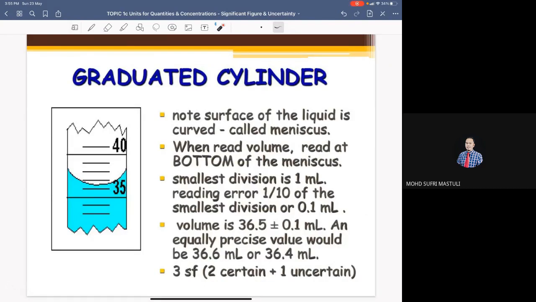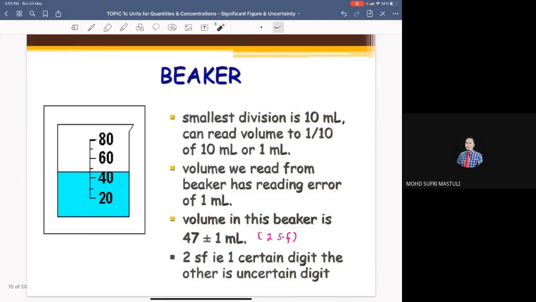So the reading error in this case is 1 ml, because we can subdivide the smallest value: 20, 21, 22, 23, 24, 25, 26, 27, 28, 29, and then we get 30. So the reading error is 1 ml.